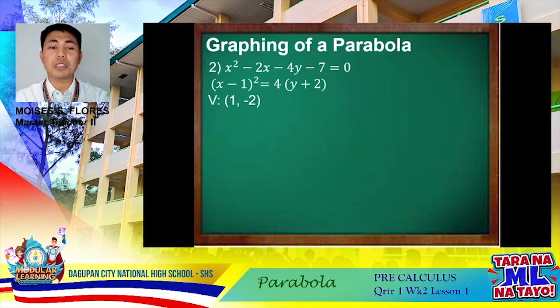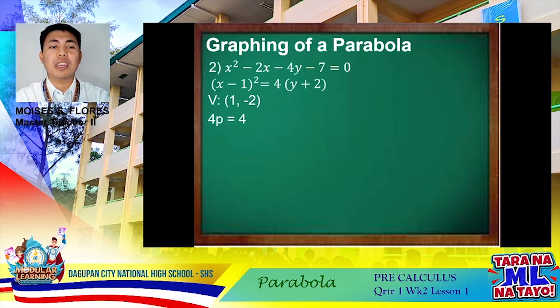Now, the next thing to consider is the value of your 4p. What is your 4p? Yes, it's 4. And what does this 4 mean? It is the length of your latus rectum, 4 units. And to make it symmetric, that means 2 units on each side.